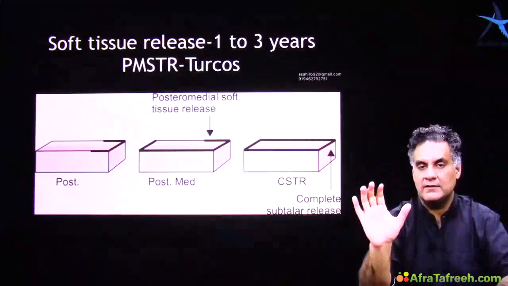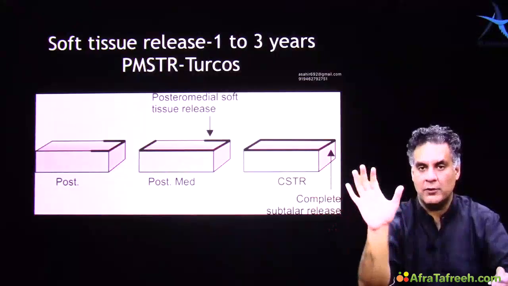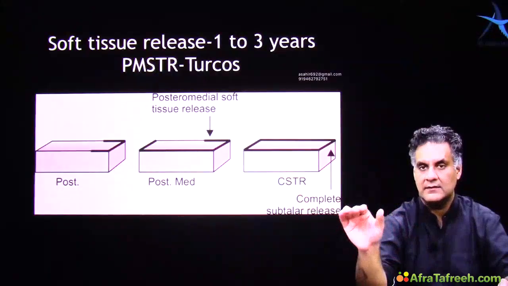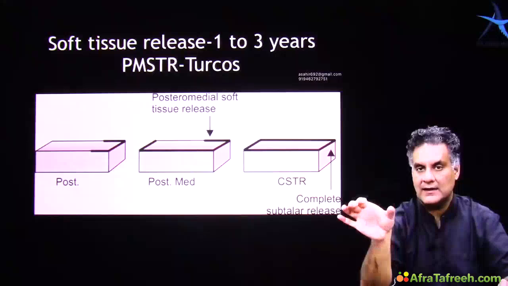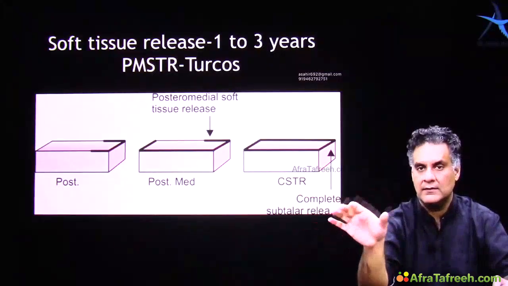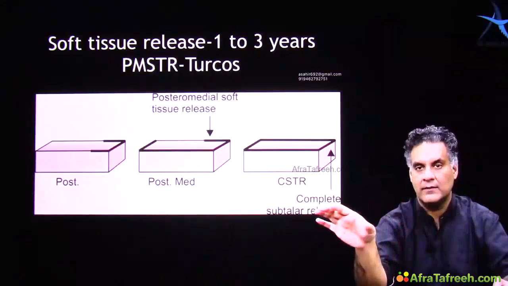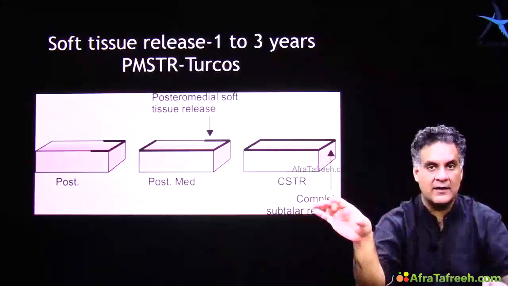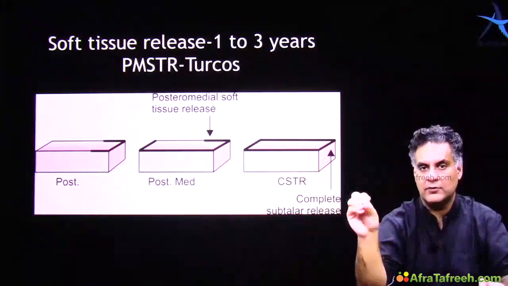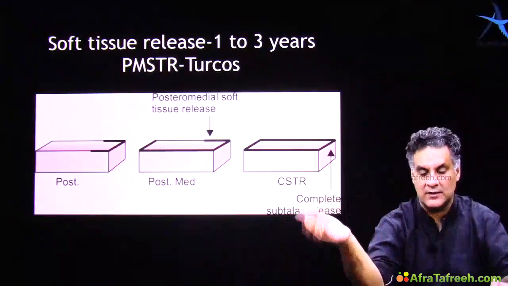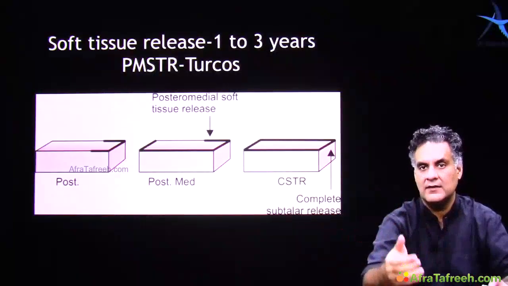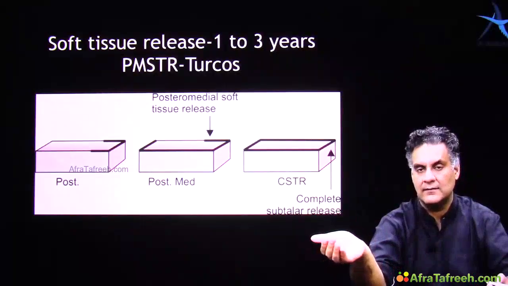And treatment principle, less than 1 year of age, by Ponseti's method, apply routine cast, correct in this order, adduction and varus are corrected simultaneously, up to 1 year, cast, which is above knee. If you don't achieve the correction, which is very rare, between 1 to 3 years, soft tissue release. Posteromedial soft tissue release is one of them, called as Turco's. Or you can do a total release all around, called as subtalar release, complete subtalar release, or CSTR.